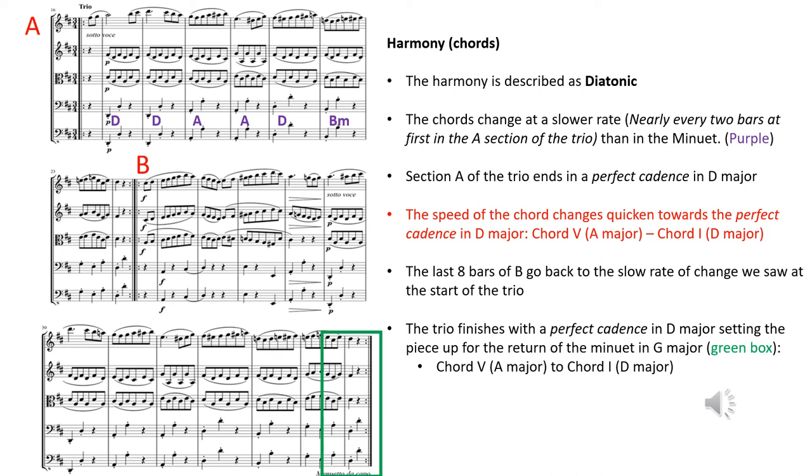The last eight bars of B go back to the slow rate of change we saw at the start of the trio. The trio finishes with a perfect cadence in D major, setting the piece up for the return of the minuet in G major. Have a look at the perfect cadence in the green box. Chord 5 to chord 1. Let's have a listen to the trio and listen out for the chord changes slow at the start of the trio, and listen for the perfect cadences at the end of section A and the end of section B.